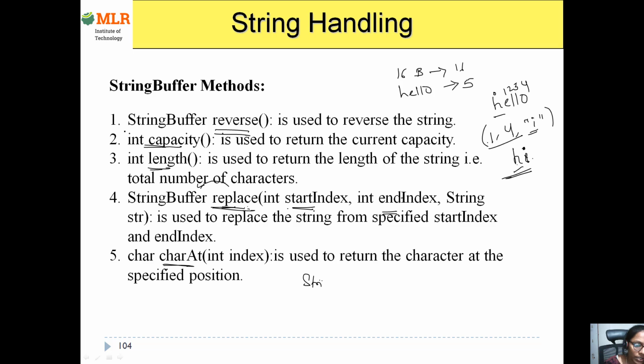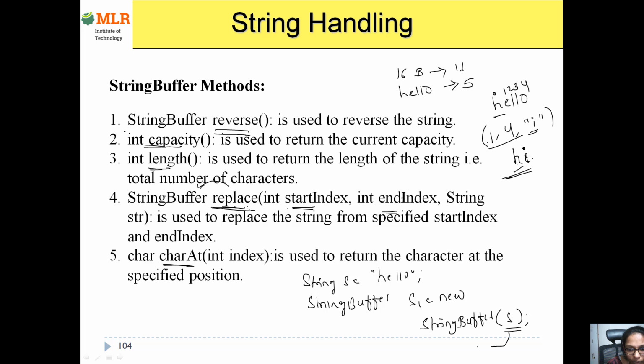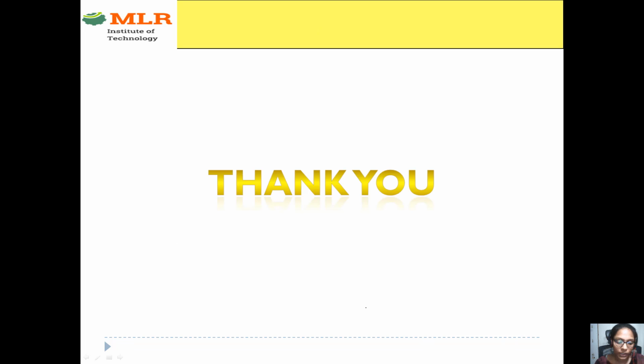Using this, for example, String s is equal to hello. Then convert this: StringBuffer s1 is equal to new StringBuffer of s. So now this value will be converted to a StringBuffer and stored in s1. So these are the different string methods which are available in Java, and the String and StringBuffer classes are both available in the lang package. Thank you.